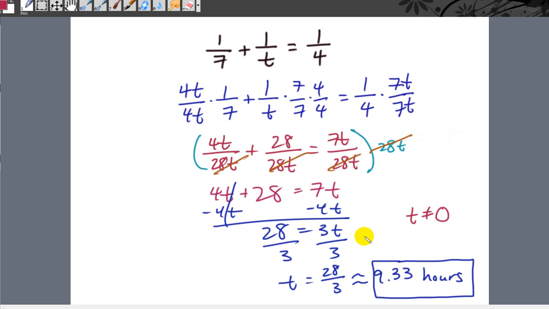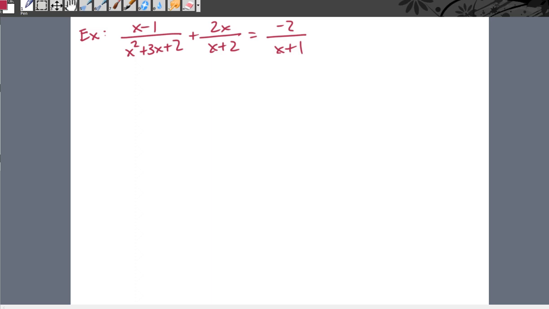All right, so now I'm going to show you a different problem. So I'm going to go ahead and clear the screen. All right, this is where the fun begins. All right, so let's say I give you something like x minus 1 divided by x squared plus 3x plus 2, plus 2x divided by x plus 2, equals negative 2 divided by x plus 1.